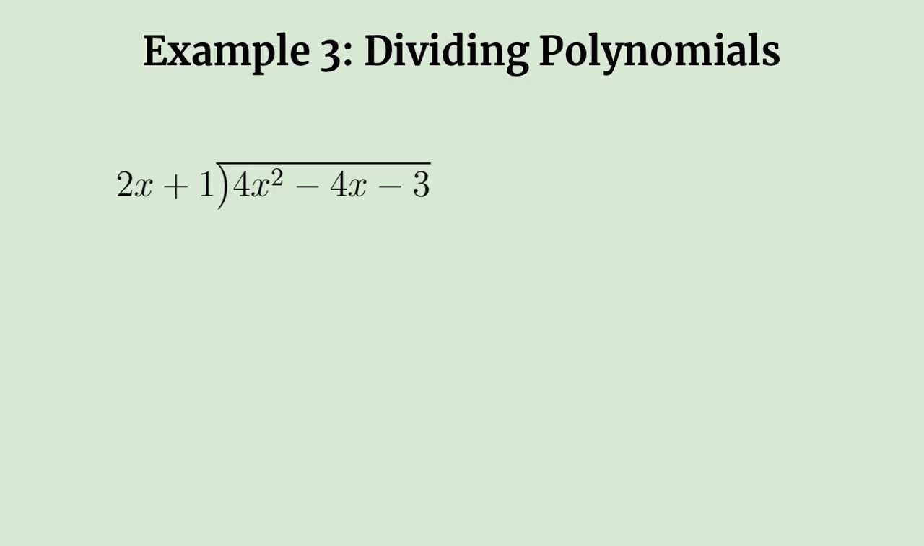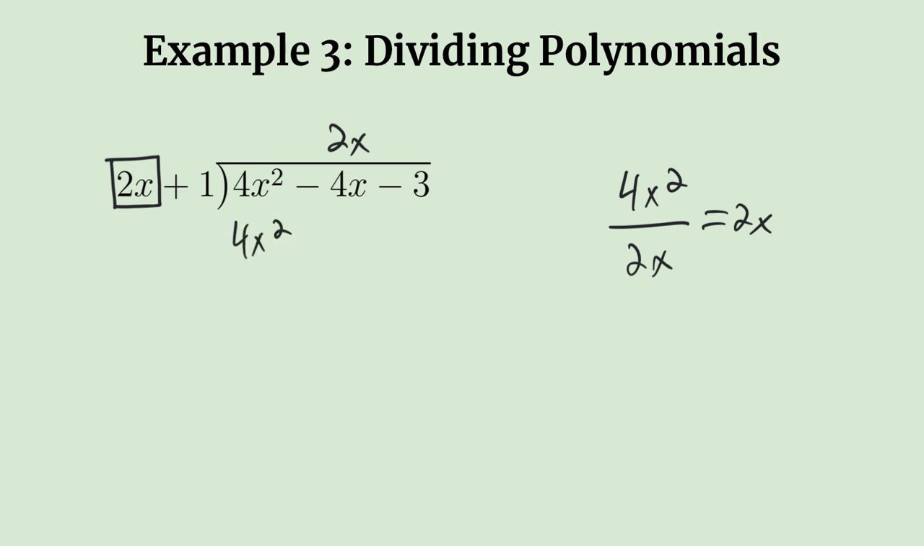Next example, again, we're going to start by dividing 2x into 4x squared, which is the same to say as 4x squared divided by 2x. 4 divided by 2 is 2. x squared divided by x is x. So we're going to put that over the x term. 2x times 2x gets you 4x squared. 2x times 1 gets you 2x. And we're subtracting.